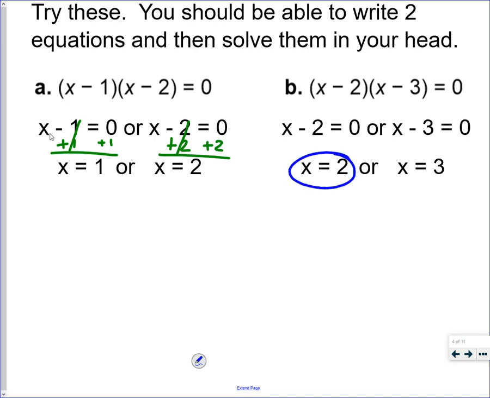If I say that x is 2, and I put a 2 right here, and a 2 right here, 2 minus 2 is 0. 2 minus 3 is negative 1, but 0 times negative 1 is 0. If I put 3 for the x, so 3 minus 2, that's 1, but 3 minus 3 is 0, and 1 times 0 is 0. So both answers work, and I need both of them.